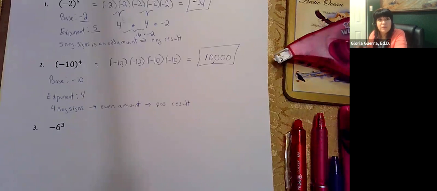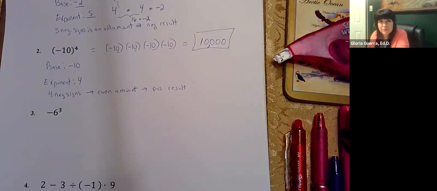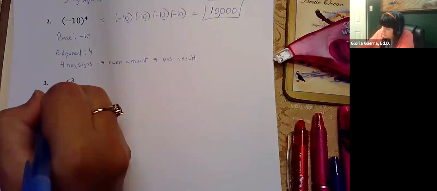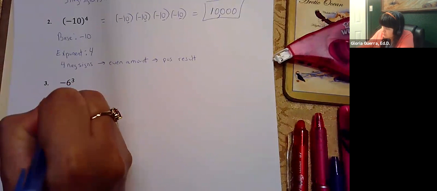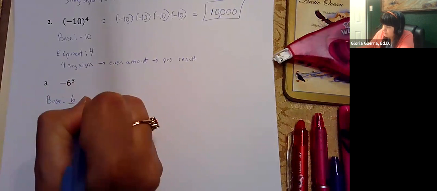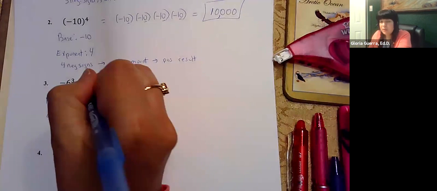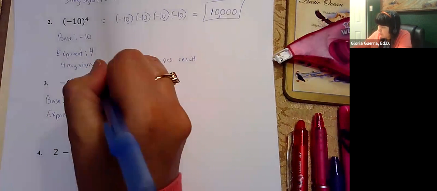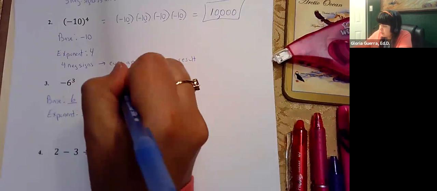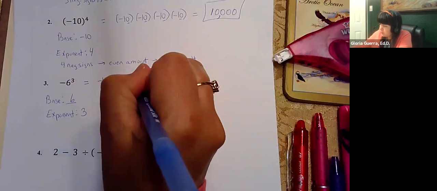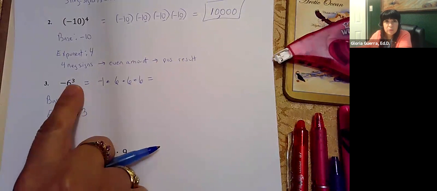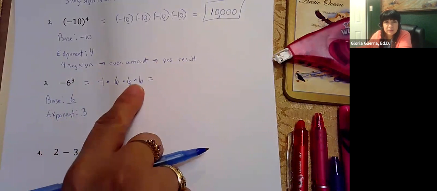All right. Then we have -6 cubed. Here the base is 6 and the exponent is 3. When you evaluate this, this means -1 times 6 times 6 times 6. So 6 to the 3rd, there's 1, 2, 3 sixes: 6 times 6 times 6.